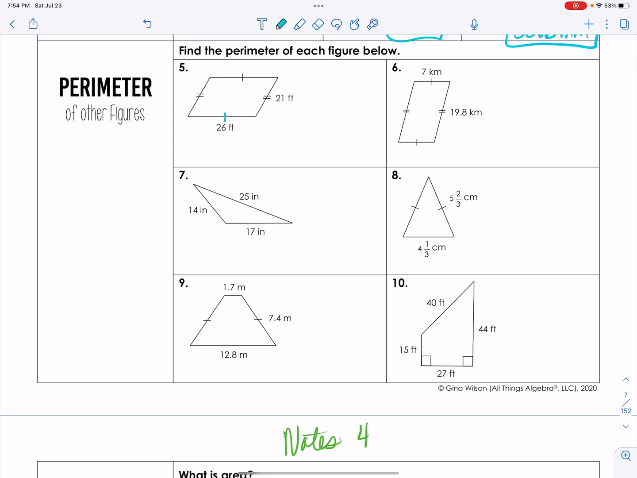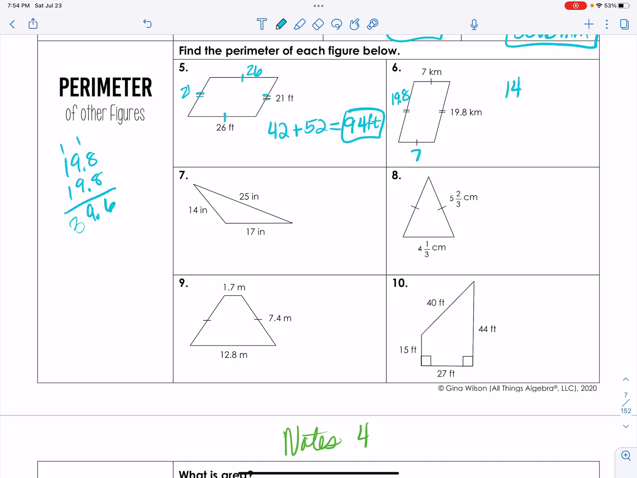All right, the perimeter of each figure below. This line right here means this is the same, and these two lines mean these are the same, so 21. So 21 and 21 is 42. 26 and 26 is 52. And if I add those together, that's 94 feet. On the next one, these are the same, so 7 and 7, and then 19.8 and 19.8. This is 39.6. So if I add 14, I get 53.6.